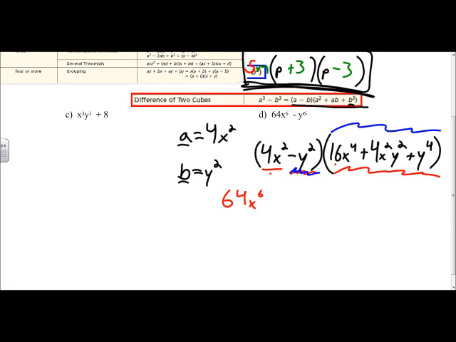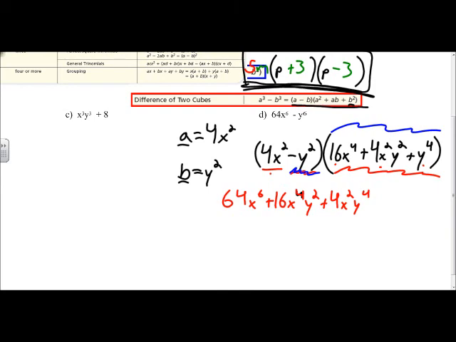Now 4x squared times 4x squared y squared gives us a positive 16x to the 4th y squared. And 4x squared times y to the 4th gives us plus 4x squared y to the 4th.